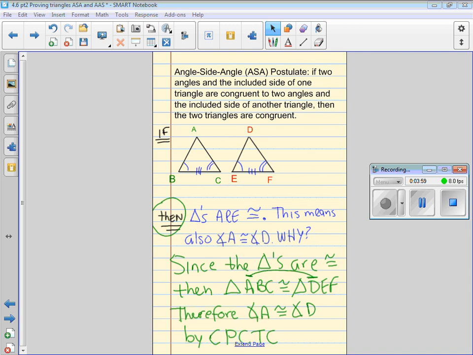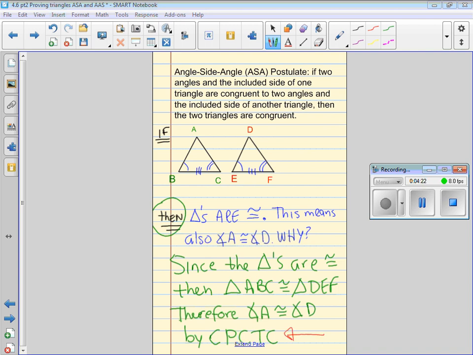Well, here's my reasoning. Since the triangles are congruent, triangle ABC is congruent to triangle DEF. Okay, so fair enough. I matched it up. I made sure that the order of ABC was in alphabetical order, and then I just matched up the angles and everything at the DEF. Therefore, angle A is congruent to angle D by CPCTC.